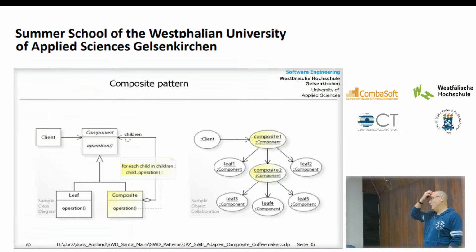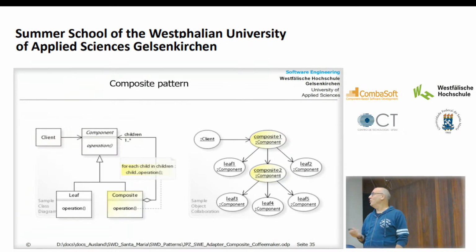So if you remember the example of the graphical user interface, where you see that you have basic structures which will not be further refined, and you have other structures like this here that can be refined at least once.